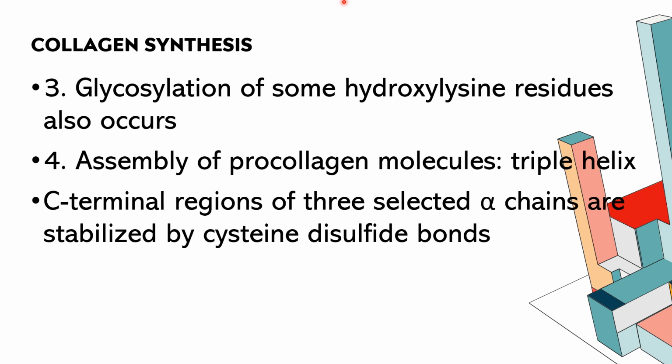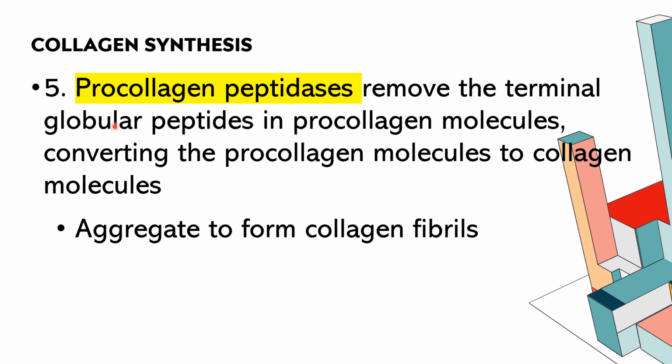After that, with its globular terminal sequences intact, your trimeric procollagen molecule is transported through the Golgi apparatus, then packaged in vesicles and then secreted outside of the cell. Then your procollagen peptidases will remove the terminal globular peptides in procollagen molecules. Of course, this step will happen outside of the cell.